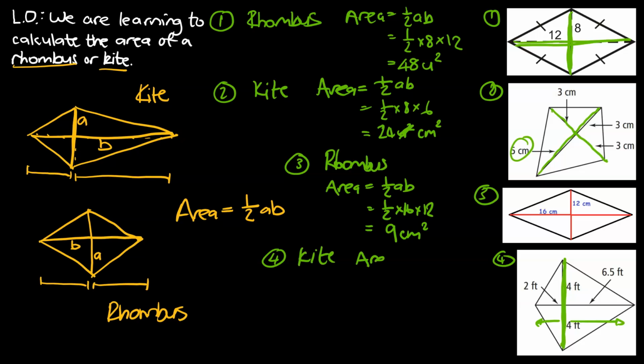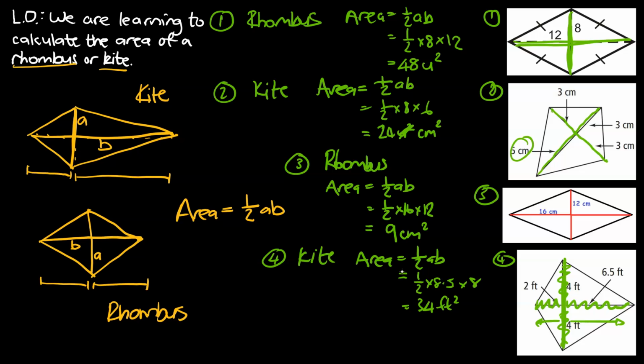And same steps with the area formula, 1/2 of A times B. So that is going to be equal to 1/2 times 8.5, because it's the 2 over here plus the 6.5 over here. And then we're going to times by 8, the 4 along there and the 4 down the bottom. We then put that into a calculator, so 0.5 times 8.5 times 8. All of that comes to 34 feet squared.